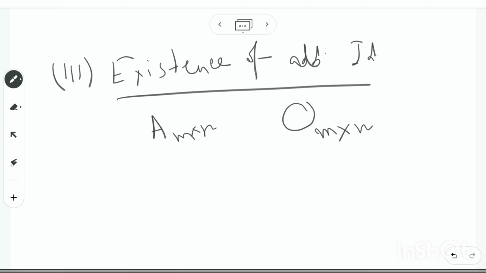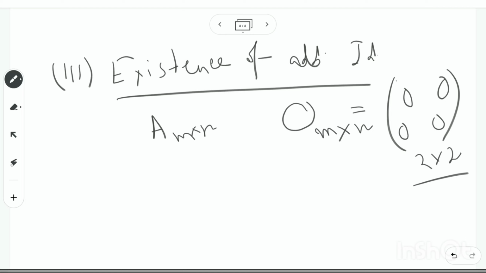What is a zero matrix? You already know it. In the previous lecture I discussed the zero matrix. If all the elements are 0, then it is called a zero matrix. This is a 2 cross 2 zero matrix. Now what does the property say?